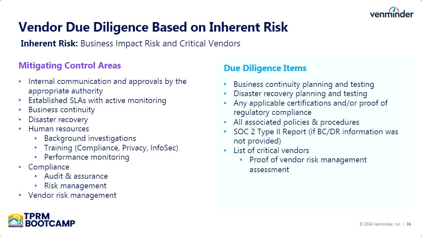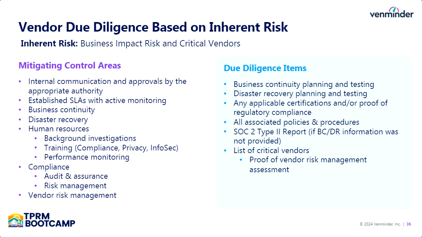All right, before the poll question, we showed you a series of slides to illustrate how the level of due diligence and information required increase along with that risk rating. It is really extensive for critical vendors. So now I want to show you a few examples of specific controls we would be looking at, as well as due diligence items to collect based on specific types of risk. And we'll start with business impact risk and critical vendors.